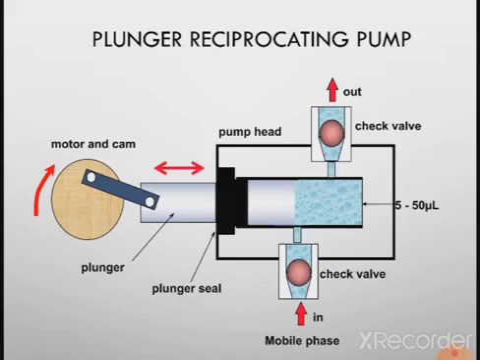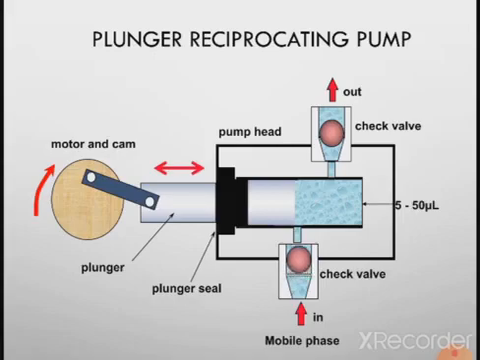At that time the check valve at the inlet side gets blocked due to the increasing pressure, and the liquid tries to open the check valve in the outward direction. From here the pressurized liquid exits, and we get the outlet from the pump. The chamber size varies from 5 to 50 microliters. As shown in the diagram, this is a simple reciprocating pump. So please see the diagram.